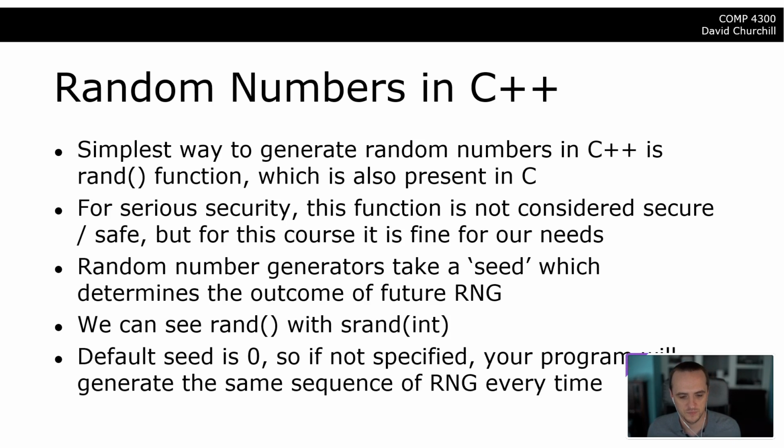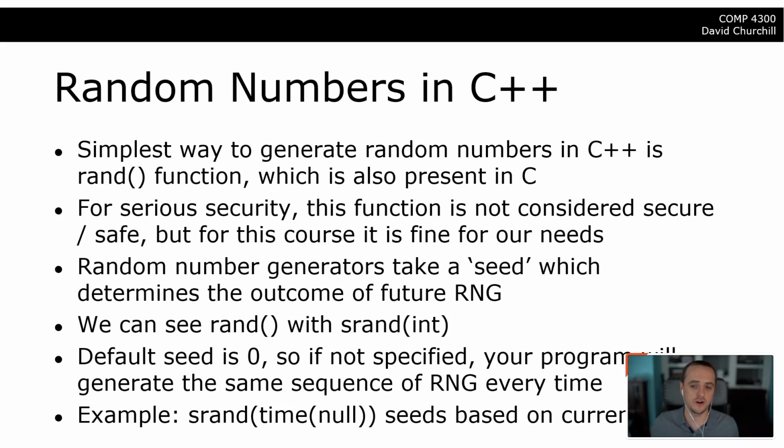Why would you want to do that? Well, the default seed to rand in C is 0. So if it's not specified, your program will generate the same sequence of RNG every single time, okay? So if you run your program and you don't specify a seed, then every time you run your program, your enemies will be spawning in the exact same places, which you don't want.